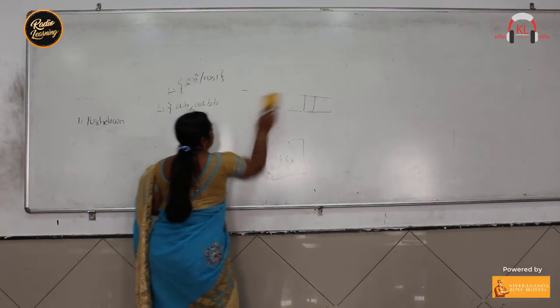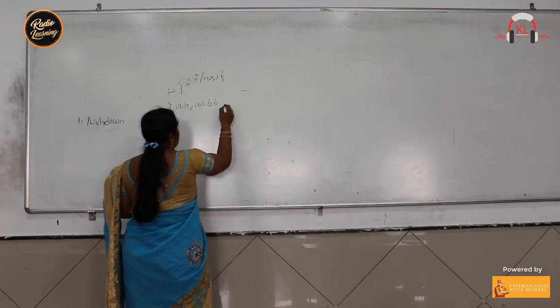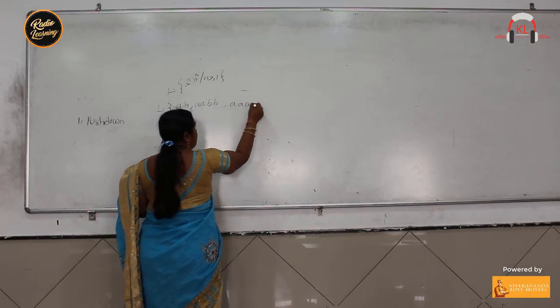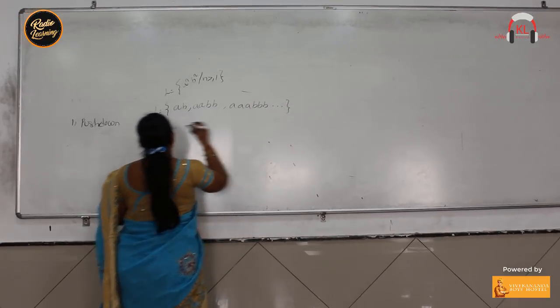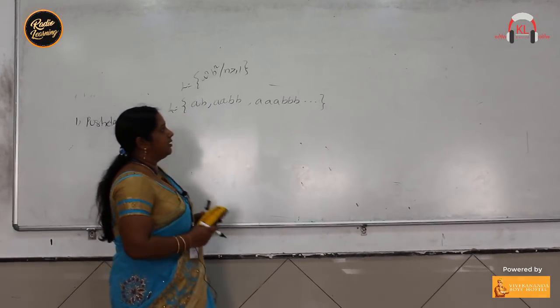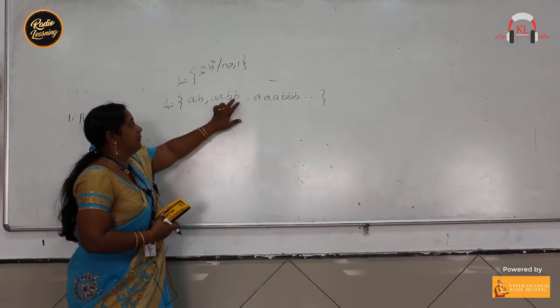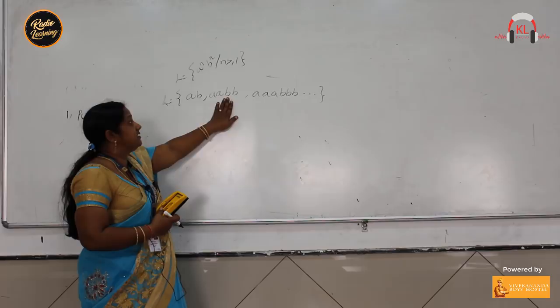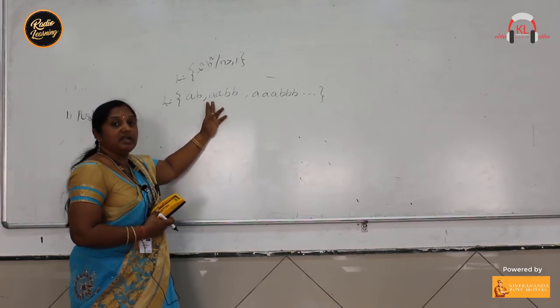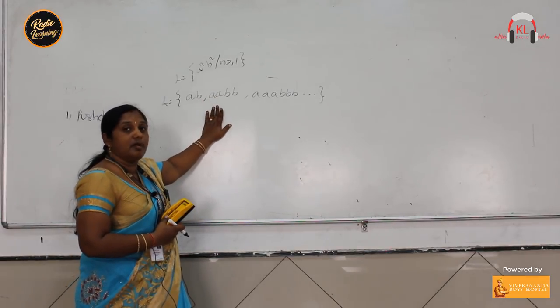What I observed here in 3 As and 3 Bs is that the number of Bs depends upon the number of As. This is the language. So whenever you would like to write the number of Bs, it should remember how many As were there previously. But in finite automata, it is not possible.